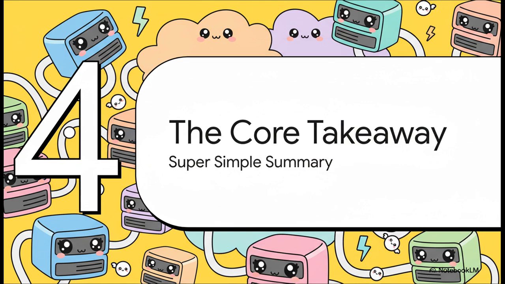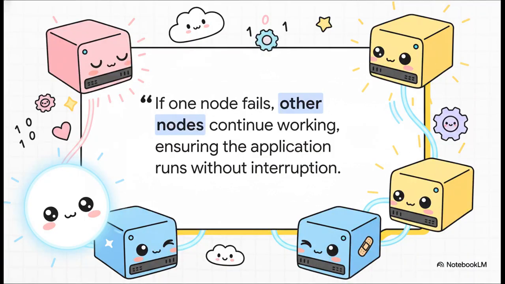Okay, we've gone over a fair bit, so let's just zoom out and get to the absolute core of it. If you walk away with just one simple summary, this should be it. It's a group of connected machines that act like a single system. And the key part is, if one of those machines, one of those nodes, fails, the others just keep on working. That means the application runs without any interruption. It's computer teamwork, pure and simple, and it's all about making things reliable.